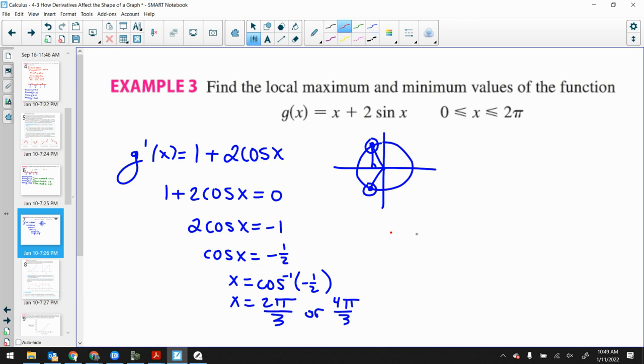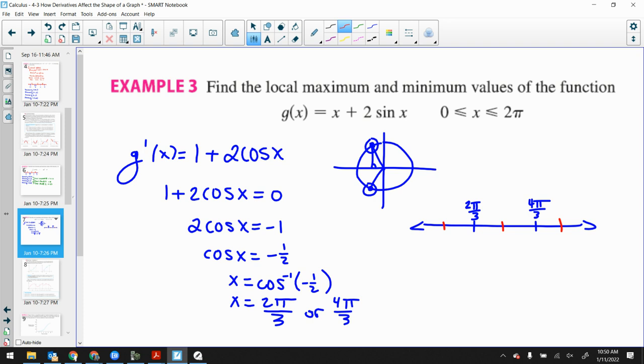So let's run my increasing decreasing test. The only possibilities of changing are at 2 pi over 3 or 4 pi over 3. That's the only possibilities of it changing. So let's pick a point in between here, or on the left, in between, on the right.